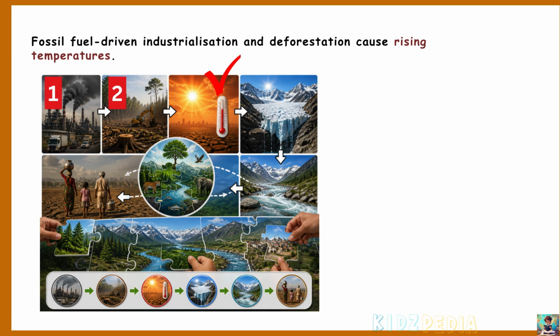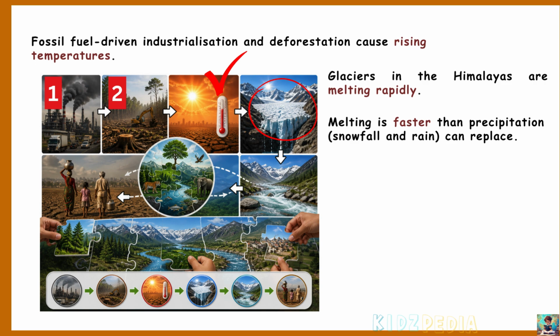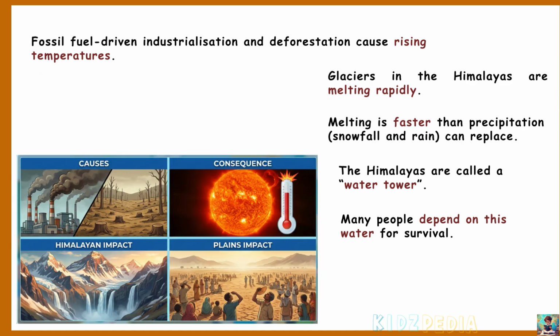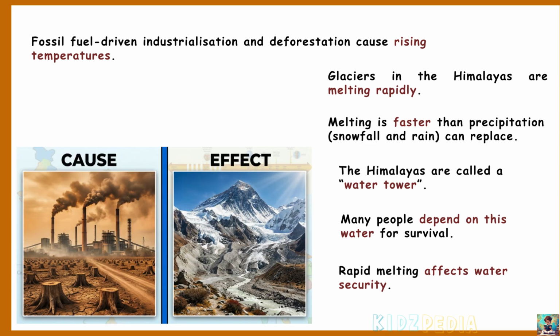So what is the result? These actions cause global warming, that is rise in temperature. And in the Himalayas, glaciers are melting faster than snowfall and rain can replace them. Himalayas are called water tower because they store water as ice and they supply water to rivers flowing to the plains. People in the plains depend on this water for drinking, farming, and other daily needs. If glaciers melt too fast, water supply may decrease, water security will be affected. So, human activities are disturbing nature and affecting important resources like water.